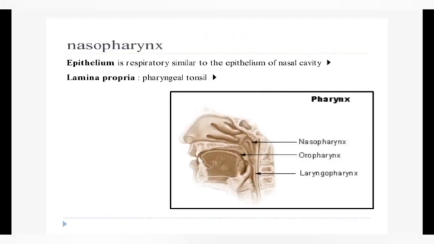If we talk about the nasopharynx, the nasopharynx is the part of the pharynx which is just behind the posterior nares. From within outwards, the wall of the nasopharynx consists of four layers: the mucosa, submucosa, a muscular layer, and a fibrosa. The mucosa consists of the epithelium and the lamina propria. Epithelium is again of the respiratory type.